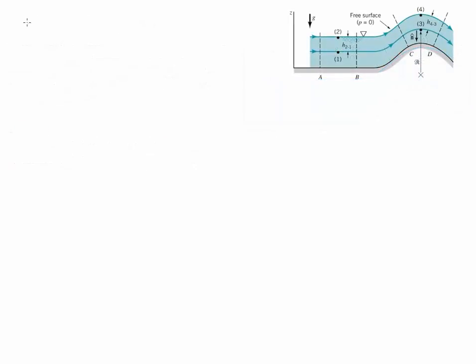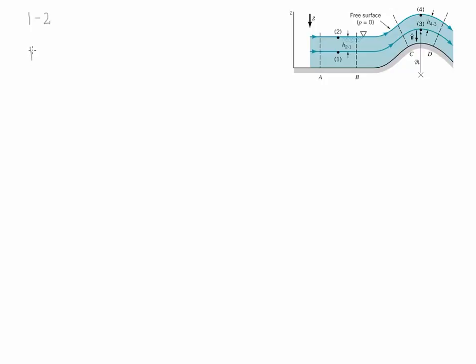We start the analysis by comparing point 1 and point 2. We notice that the streamlines between those two points are horizontal, therefore there is no change across the streamline. The radius of curvature is infinite. Therefore, we could simply say that the pressure difference between the two points could be calculated using statics.